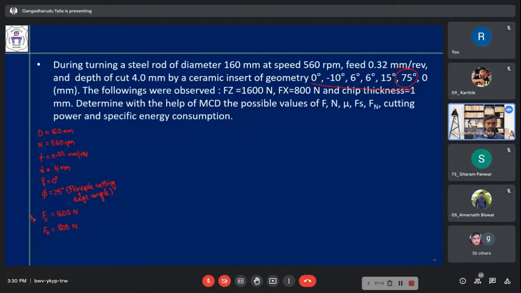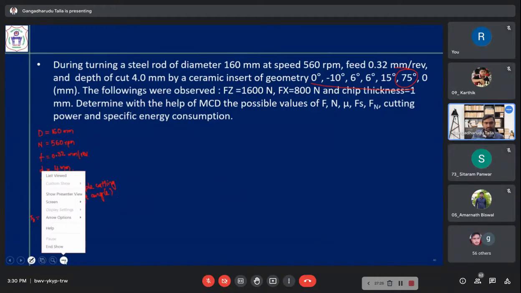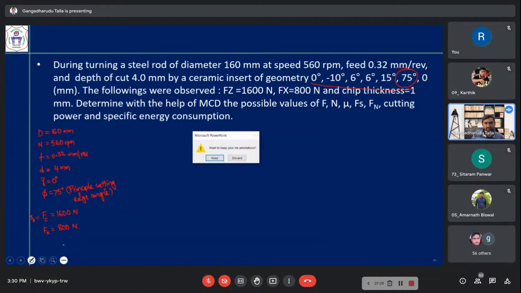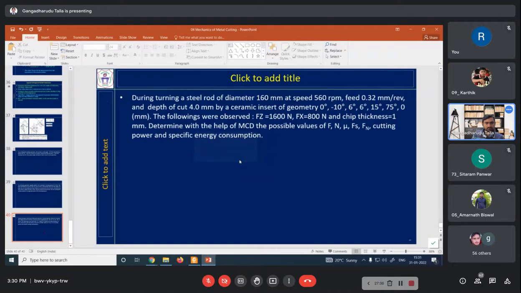Now, what is this Fc, Fn? Okay, you should understand this. Is it clear how we have written Fz and Fx? It is anyhow directly given, but where they are acting during the cutting process, you should be very clear about that. Just in case, I should go back and show you, otherwise. Okay.